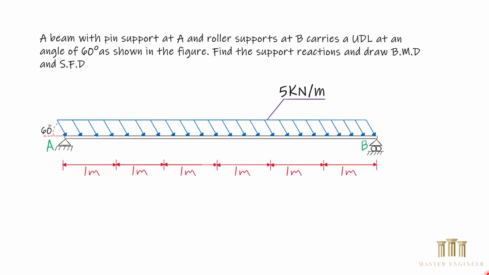In this tutorial, we have a beam with a span of 6 meters. The beam has a pin support at point A and a roller support at point B. It carries a UDL, a uniformly distributed load of 5 kN per meter, which is not acting perpendicular on the beam, but rather acting at 60 degrees. We need to find the support reactions, draw bending moment, and shear force diagram.